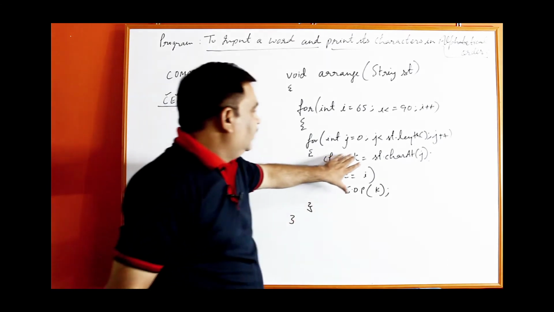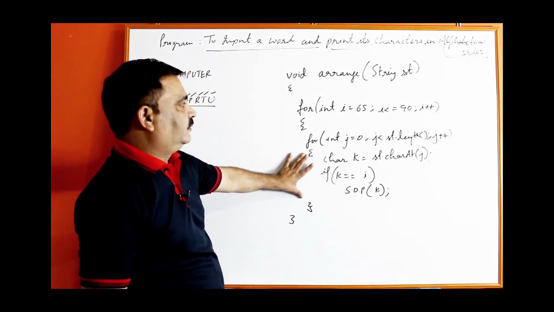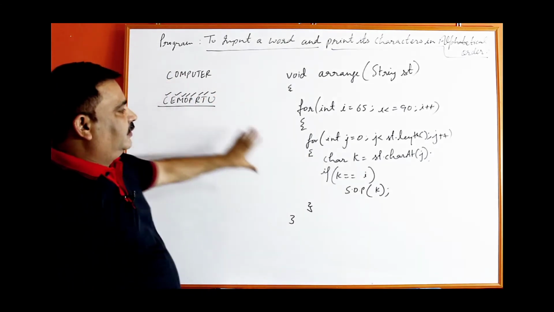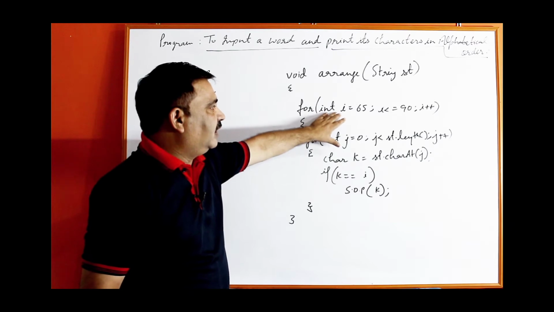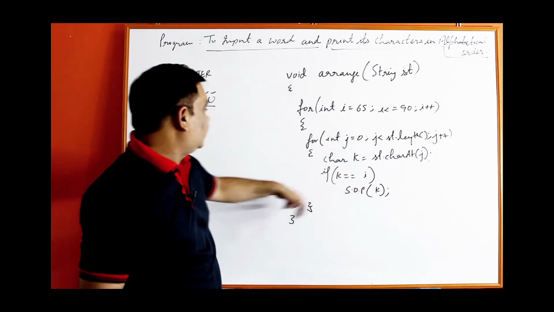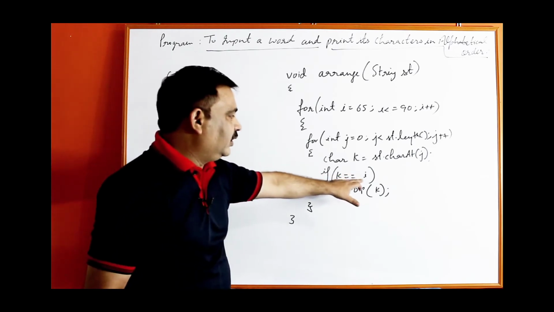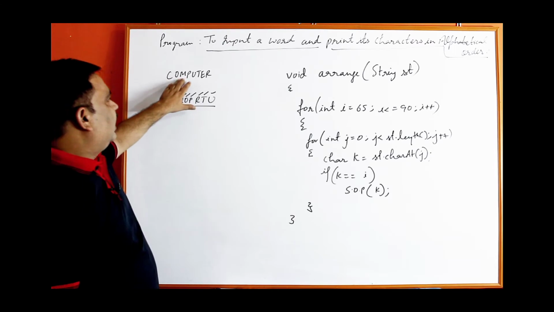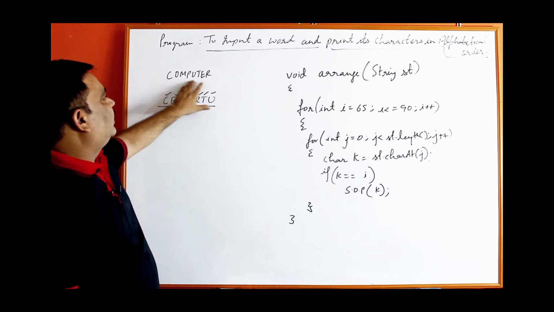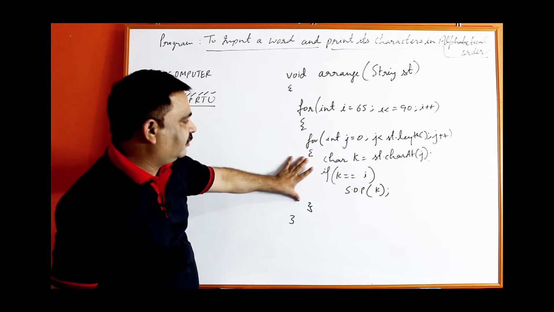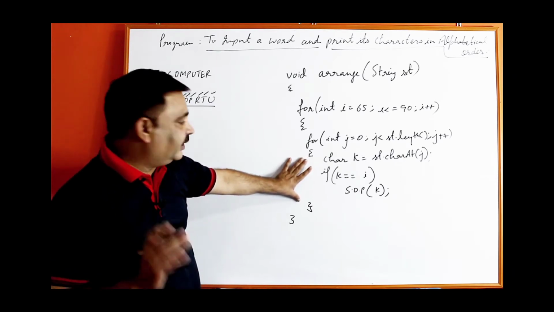Very simple. See, extract the first character. The first character is C. We have to compare it with i. Is C equivalent to A? No. The next character is E. Is E equivalent to A? No. Next is O. O is not equivalent to A, then M is not equivalent to A. In this way, no character is equivalent to A. So after completion of the first iteration, nothing will be printed.